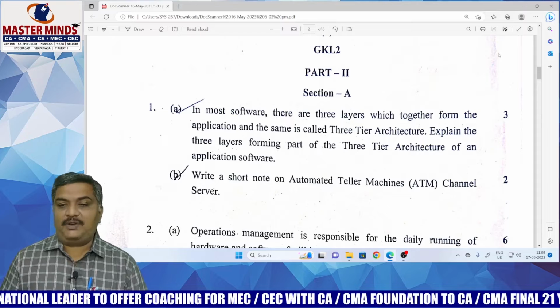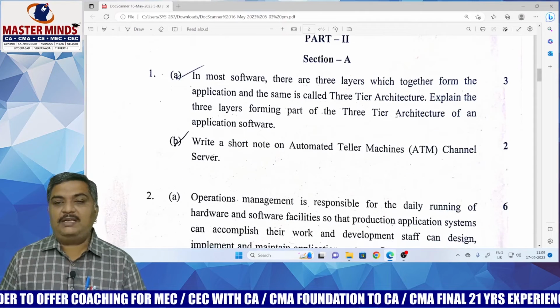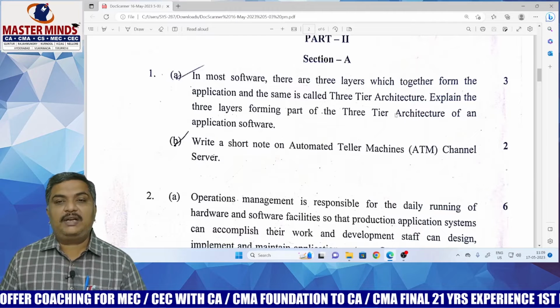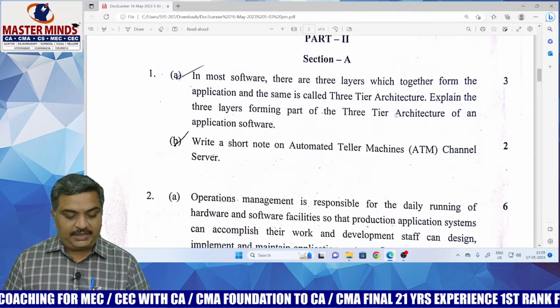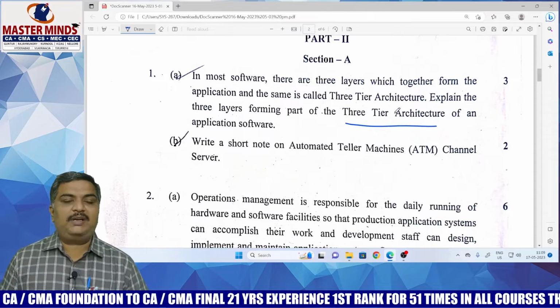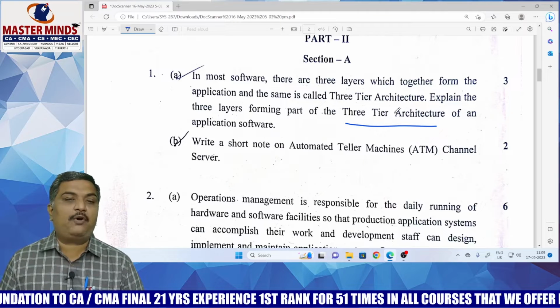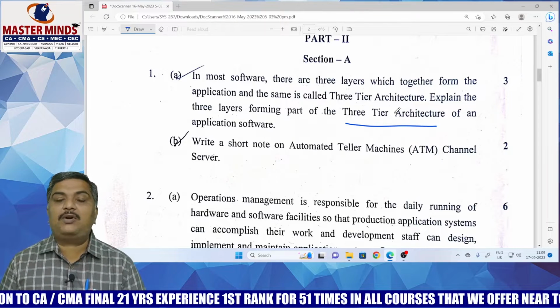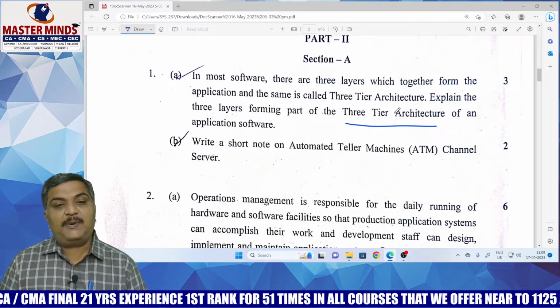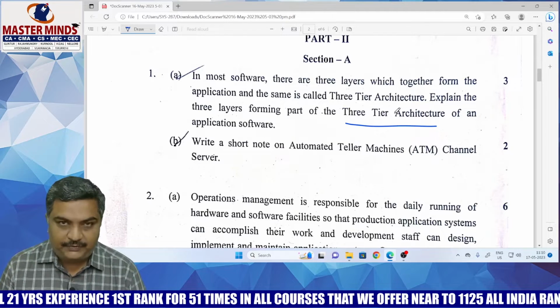If you look at the first question, it is given for 3 marks in Section A, and this question is related to the 3-tier architecture of an application software. So now let us read the question first. In most software, there are 3 layers which together form the application, and the same is called 3-tier architecture. Explain the 3 layers forming part of the 3-tier architecture of an application software.